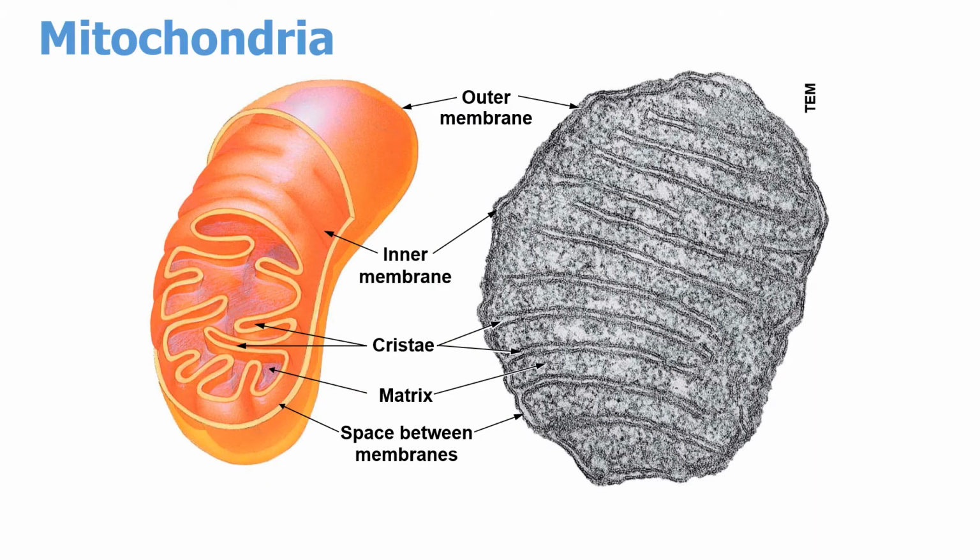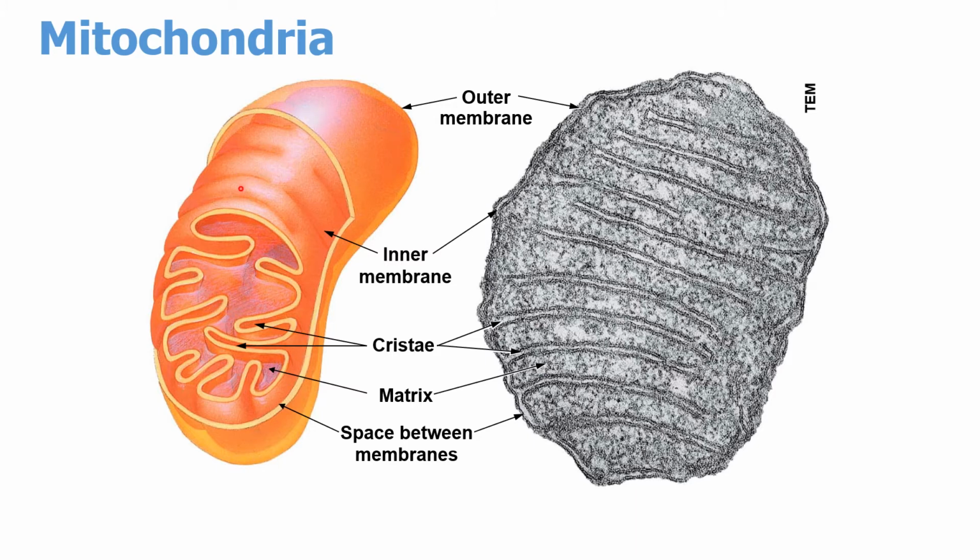This is an image of the mitochondria, where the Krebs cycle and the electron transport chain take place. The mitochondria has two membranes. There's this outer membrane right here on the outside.